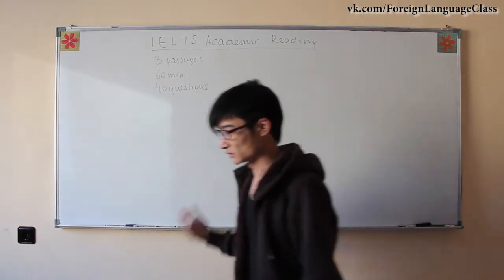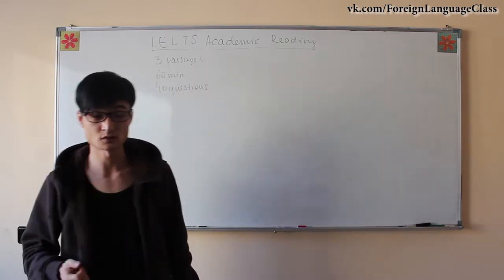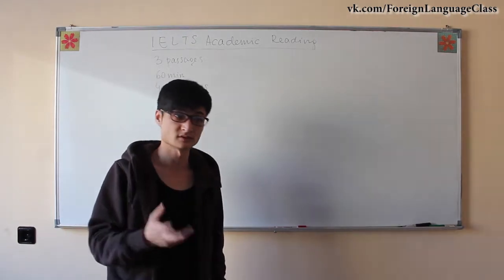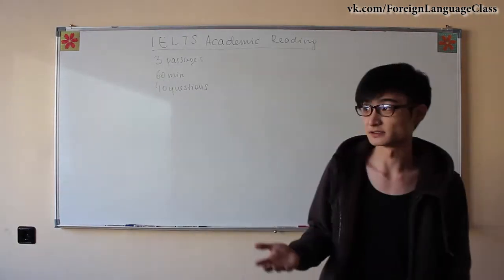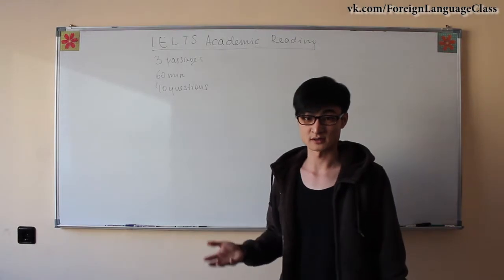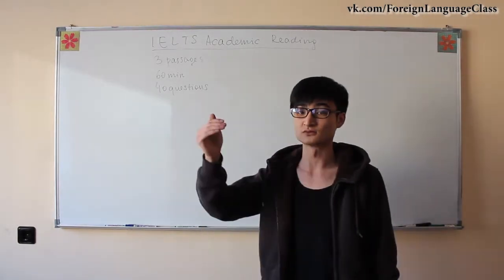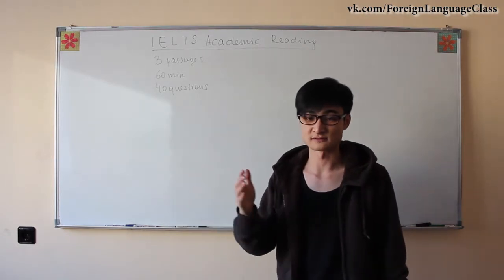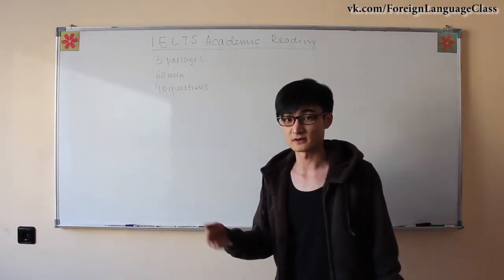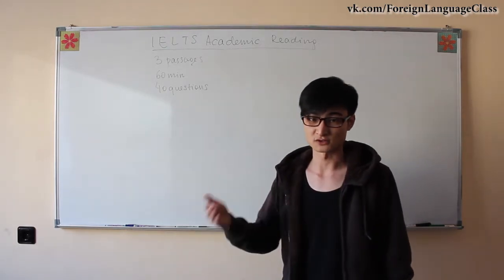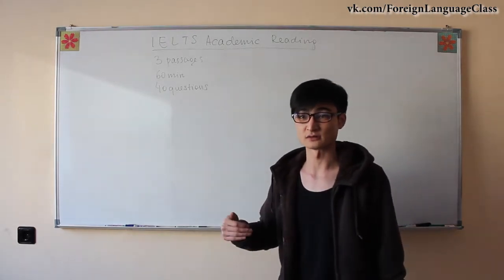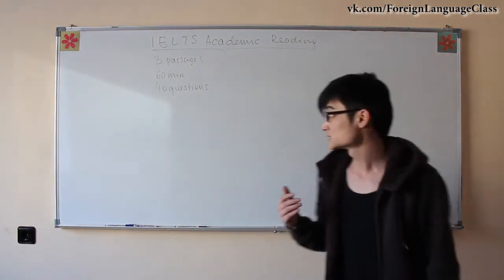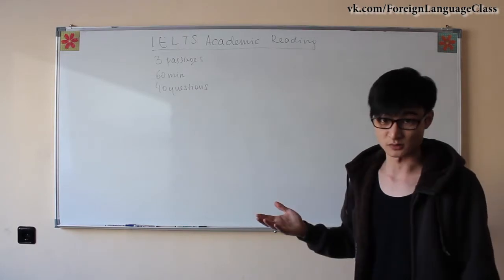Why? Because when you turn to questions, you have to look for the answers, and you don't know where to look for them, and you start reading sometimes the whole text, sometimes 3 paragraphs, 2 paragraphs. But if you know what kind of information is given in each paragraph, it's much easier to navigate in your text. Okay, so now I'm going to give an example.